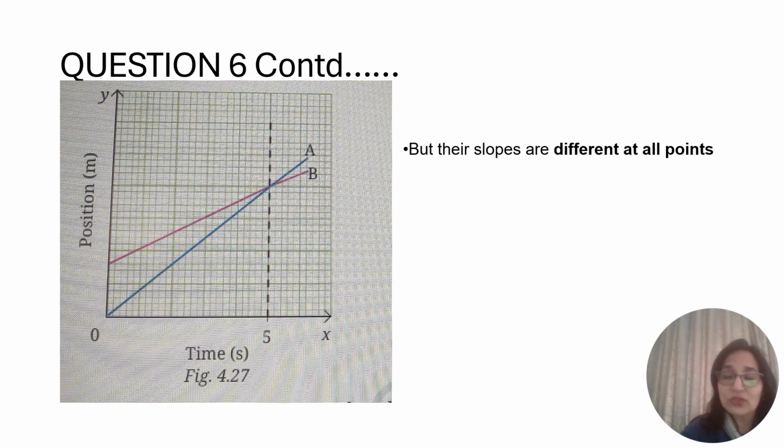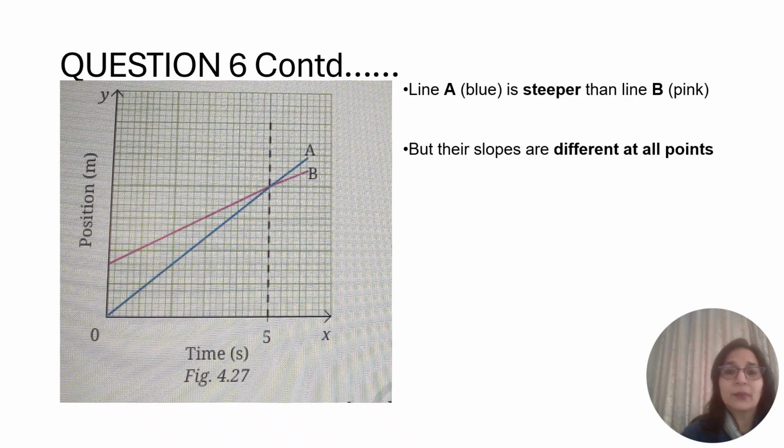Now when we talk about slope, we even use the word gradient. When you study maths, you will understand how to calculate (y2 minus y1) upon (x2 minus x1), which in coordinate geometry gives us the slope. Now looking at this, if you take two different lines, the slopes are also different.